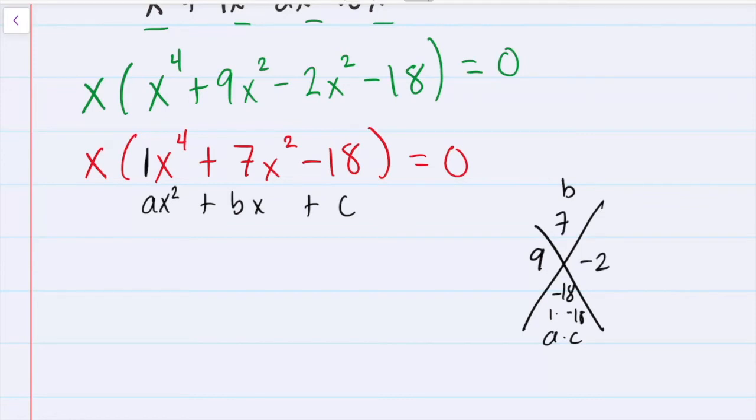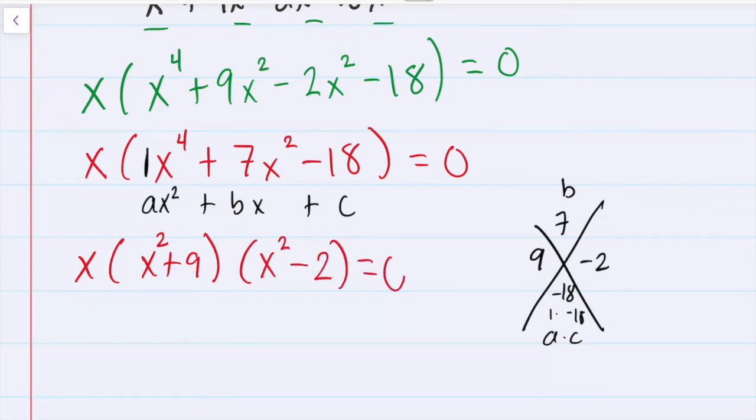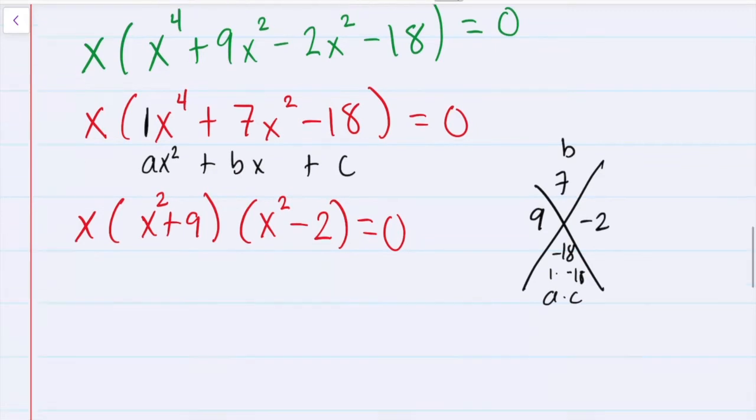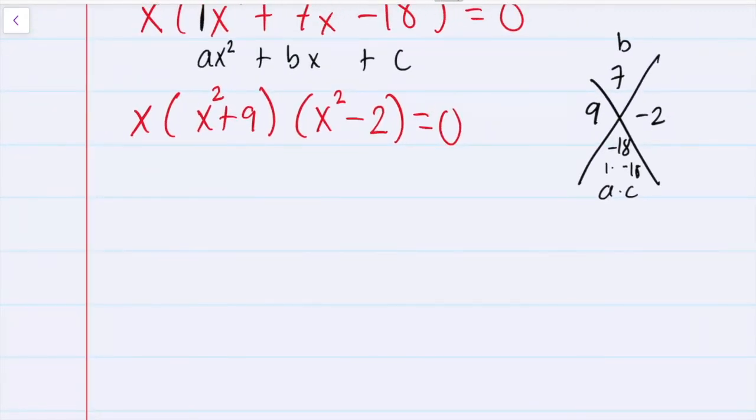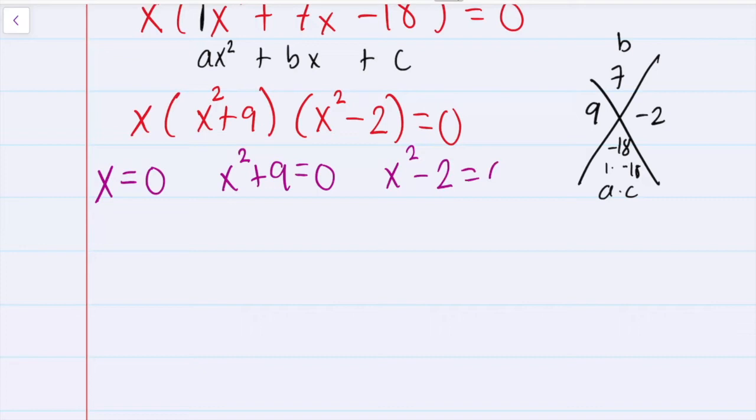You guessed it. So we have this so far. x parentheses x squared plus 9. Oh, and it's an x squared because remember, the highest was to the fourth. Parentheses x squared minus 2 equal to 0. Okay, guys, we found all our factored forms. So if I were to make each one equal to 0, we can find the answers. So we know x could be equal to 0 for this guy. We know x squared plus 9 could be equal to 0. Or we know x squared minus 2 could be equal to 0.